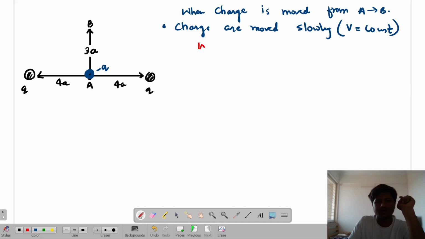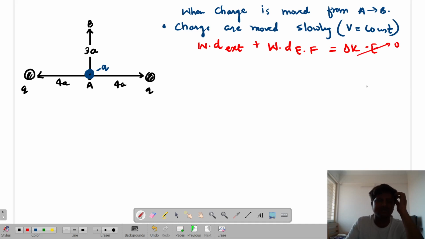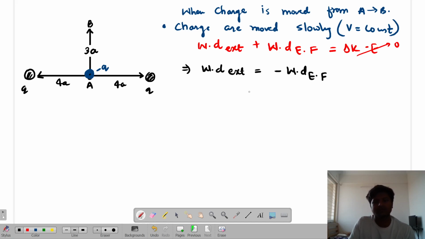So we have the equation: work done by external force plus work done by electric field should be equal to change in kinetic energy. So this change in kinetic energy becomes how much? Zero, because we are considering that the charges are moved slowly. Are you able to get me? Now, simple. So work done by external force will be exactly equal to minus of work done by electric field. But what is minus of work done by electric field? That's just the negative of change in potential energy, because the electric field is also a conservative field, isn't it?